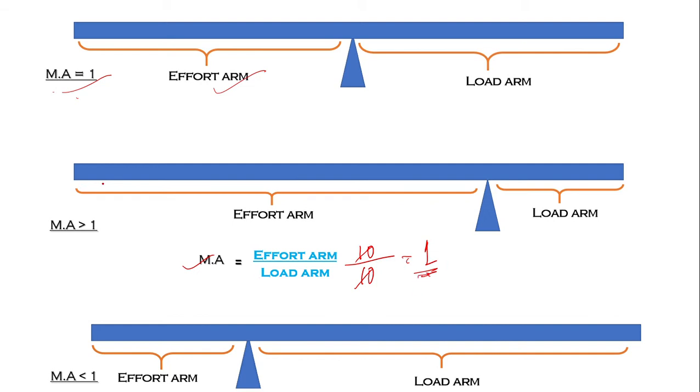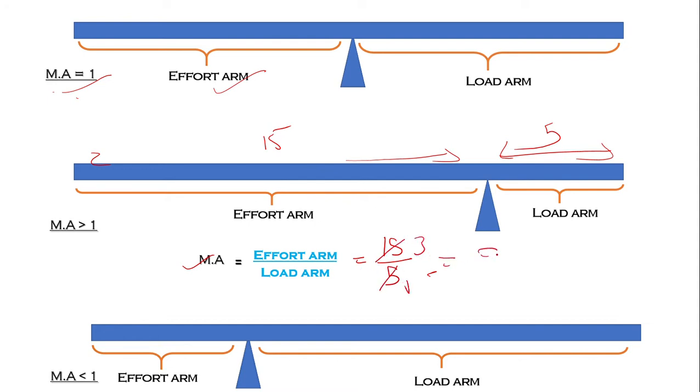Over here if you see, this effort arm is more. So say for example this effort arm is 15 and this load arm is 5. When we substitute these values, effort arm would be 15 upon load arm 5. 5 ones are 5, 5 threes are 15. So mechanical advantage will become 3, which is greater than 1. In such a scenario we say it's a force multiplier, it multiplies the force.